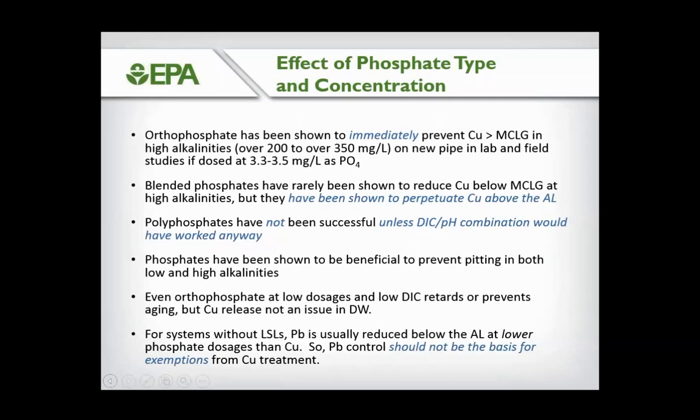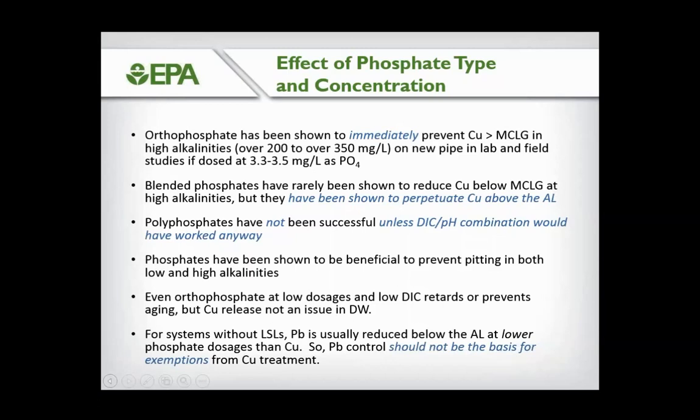Now, phosphate overall, the orthophosphate, as I said, can immediately prevent copper being over the MCLG at high alkalinities. Blended phosphates, however, have rarely been shown to reduce copper below the MCLG at high alkalinities. But unfortunately, they have been shown to perpetuate copper above the action level. Polyphosphates also have not been successful unless the DIC and pH combination in the background would have worked anyway.